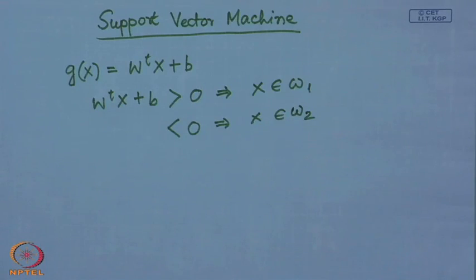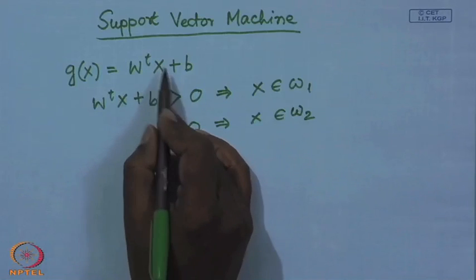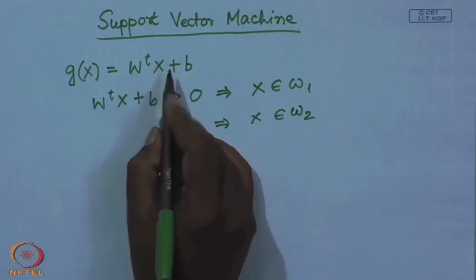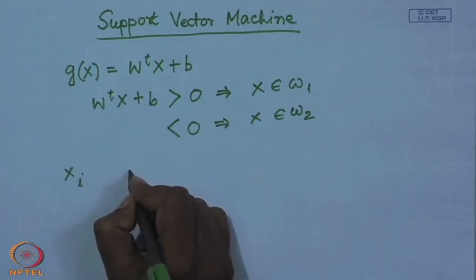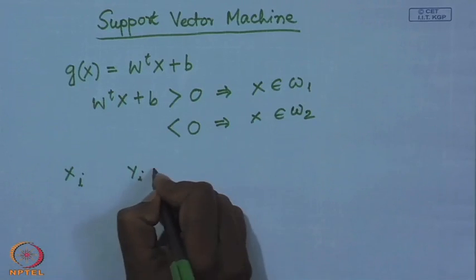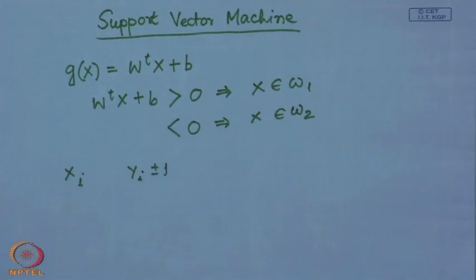So, here you find that for classification purpose, the actual value of g of x is not really very important, but what is important is the sign of g of x. If the sign is positive, I infer that x belongs to class omega 1. If the sign is negative, I infer that x belongs to class omega 2. Right. So, over here with every x I, I indicate a number, say y I, where y I can be either plus 1 or minus 1.